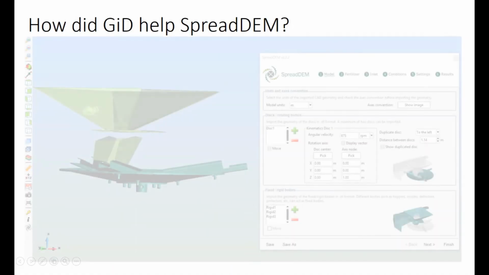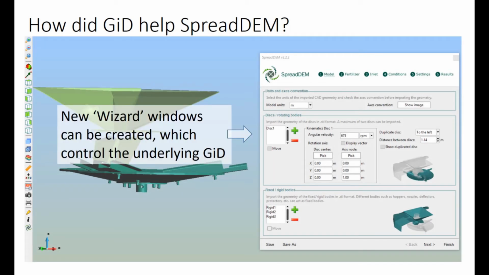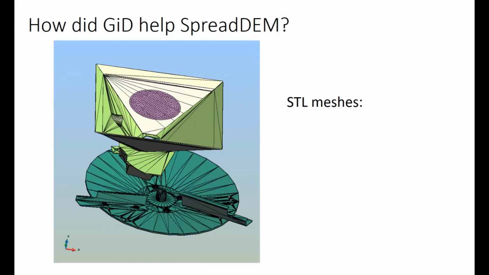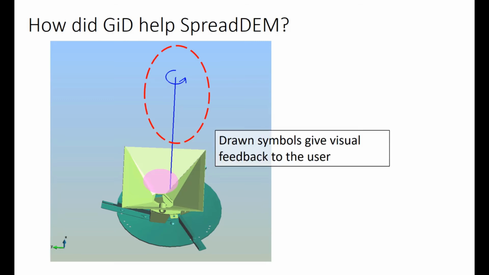So why did we choose GiD, and how did GiD help us to develop SpreadDEM? Well, first of all, we can create new windows in the wizard style to control the underlying GiD. In particular, we also use the importation of STL meshes. You can import them, visualize them, rotate them, etc. You can use the database of nodes and triangles, and you can export that to computational files. You can also draw symbols that give very useful visual feedback to the user, so they can know if the parameters they are putting have any sense or not.